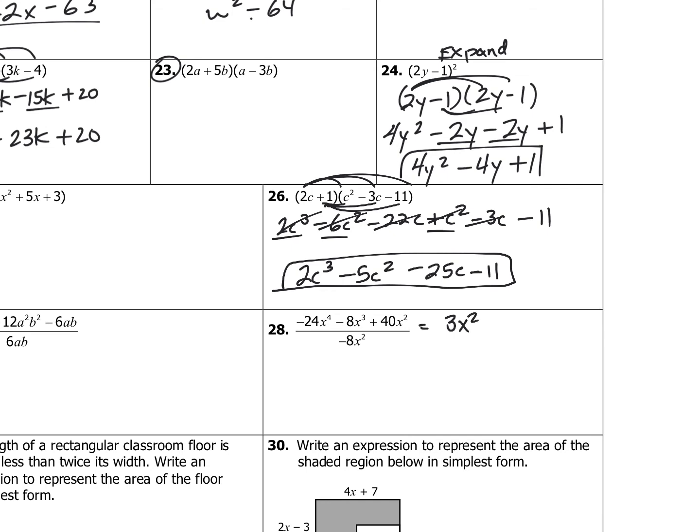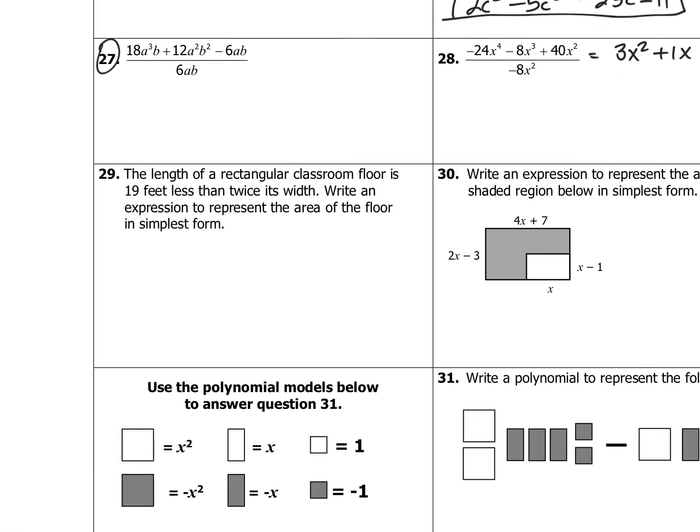Negative 8 divided by negative 8 is positive 1. X to the 3rd divided by x squared: 3 minus 2 is x to the 1st. And then 40 divided by negative 8 is negative 5. X squared divided by x squared, they just cancel out. So what we're left with is a trinomial in standard form, 3x squared plus 1x minus 5. All right, 29 and 30.